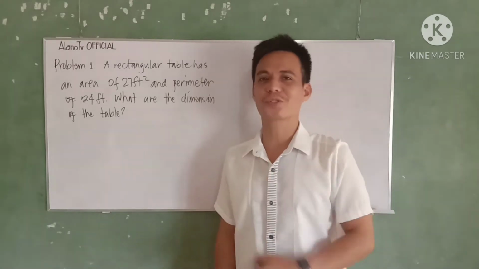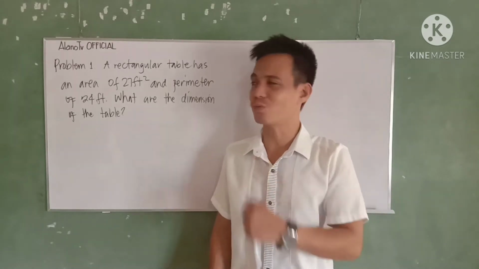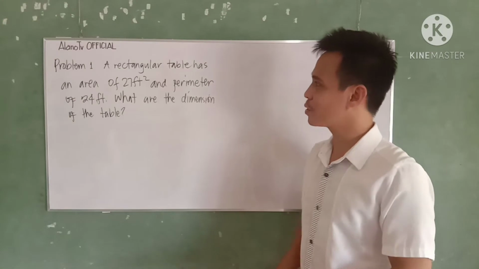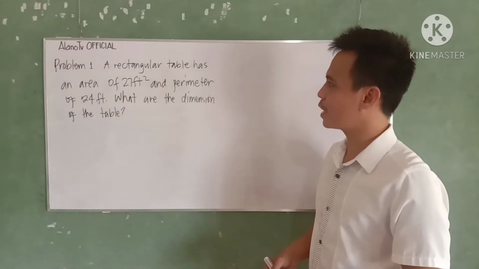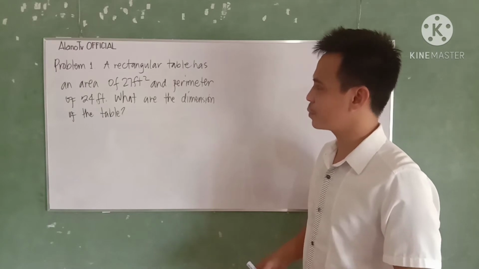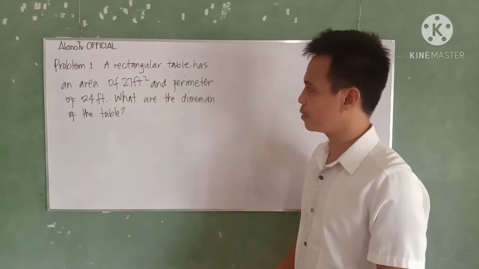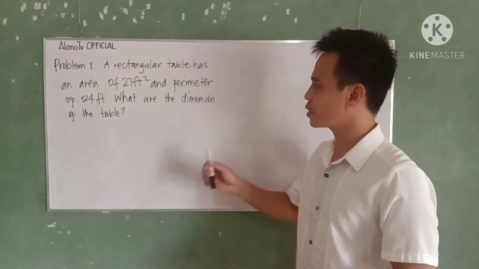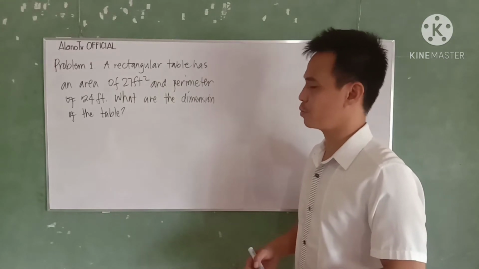So let's proceed with solving problem number 1. Given number 1, we have a rectangular table that has an area of 27 feet squared and a perimeter of 24 feet. So what are the dimensions of the table?